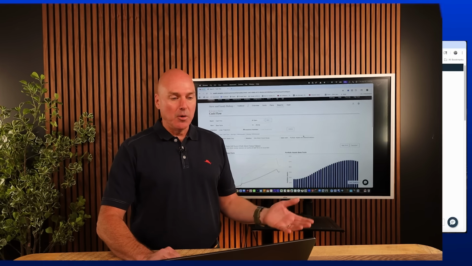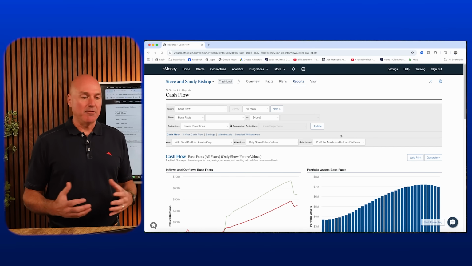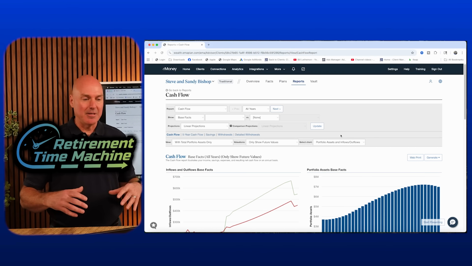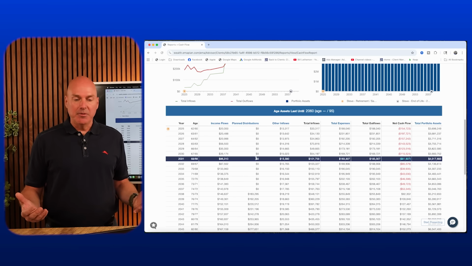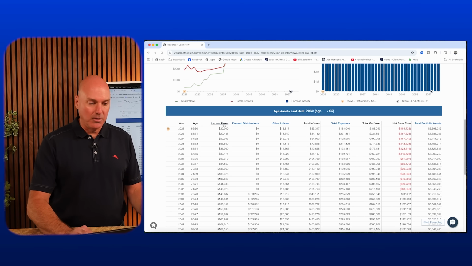But especially in the early part of your retirement, you're likely going to see a lot of variability in that retirement cash flow. So here we are, inside of our retirement planning software called eMoney, and it's a part of our Retirement Time Machine program. We're in the Steve and Sandy Bishop plan, and they've recently retired, so we're going to look at what their cash flow looks like here.